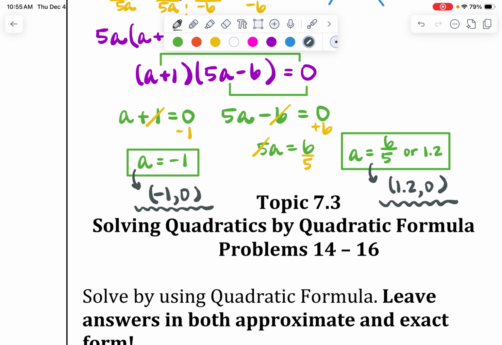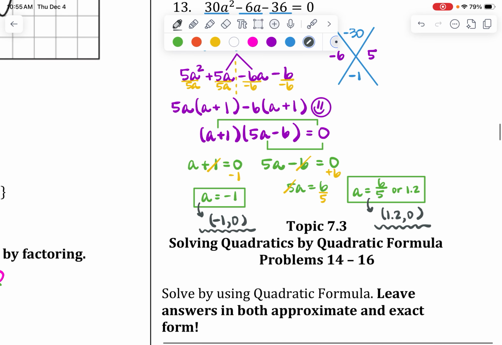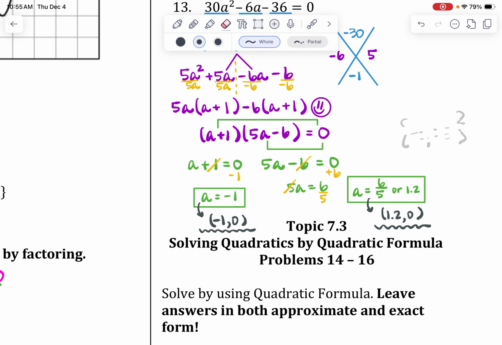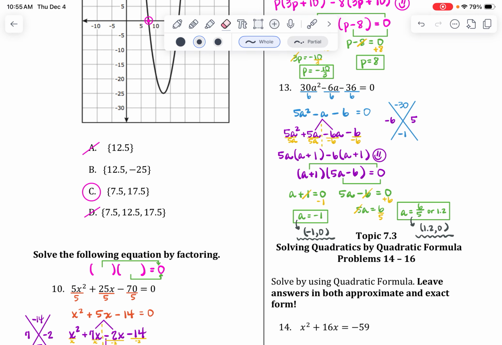So I'm fine with you just writing the x equals or a equals. If you want to convert it to an ordered pair, I'm great with that too. If you want to write it as a solution set, where you're like negative 1 comma 1.2, curly bracket, I'm going to be okay on the test with however you want to write your solutions. Again, my emphasis is not going to be necessarily on the solution, but the process on how you got that solution. Okay, so any way you want to write your answer is totally fine with me.